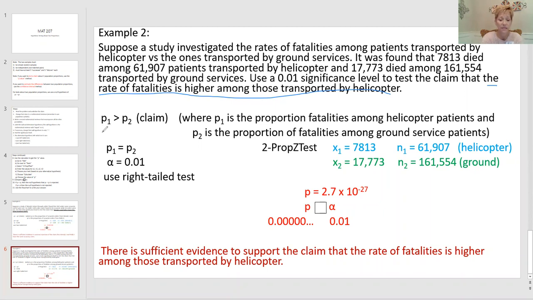Now, my next sentence, if it's not greater than, remember, then P1 must be less than or equal to P2. Then I label which one's my null and which one's my alternative. So remember, it's got equals in it. It's my null. So this one is my null. Okay, and this one's my alternative. I'll just put H sub 1.